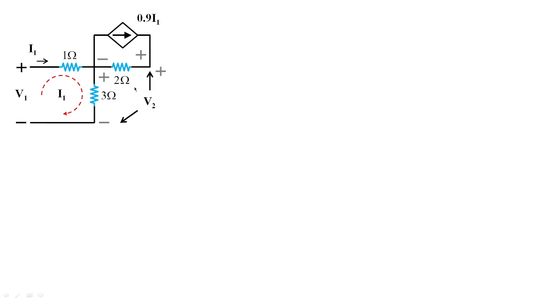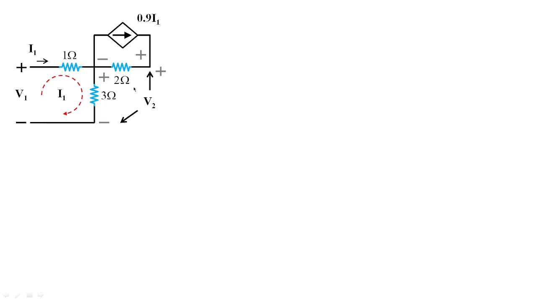Now, V2 is the measurement across 3 and 2. And what is the current flowing in 3 ohms? That is I1. What is the current flowing in 2 ohms? That is the dependent current source 0.9 I1. So it is flowing in this fashion. Naturally, the developed voltage across 2 ohms will be in this fashion: minus over here, plus over here, because the current flows from higher to lower. By assuming that, we frame the drops across 3 ohm and 2 ohms in terms of I1 and 0.9 I1.